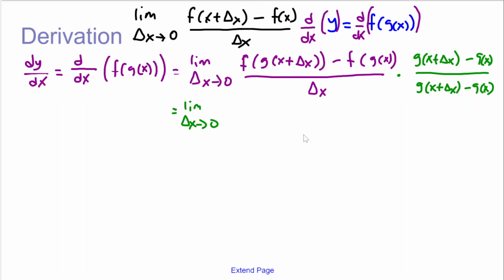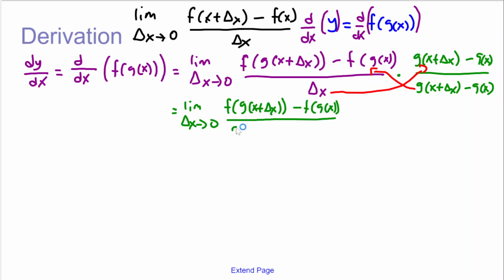For now, I am going to put this denominator with this numerator right here, and then this denominator with this numerator. What I mean by that is we'll get the limit as delta x approaches 0 of f of g of x plus delta x minus f of g of x all over g of x plus delta x minus g of x, and that times g of x plus delta x minus g of x all over delta x.